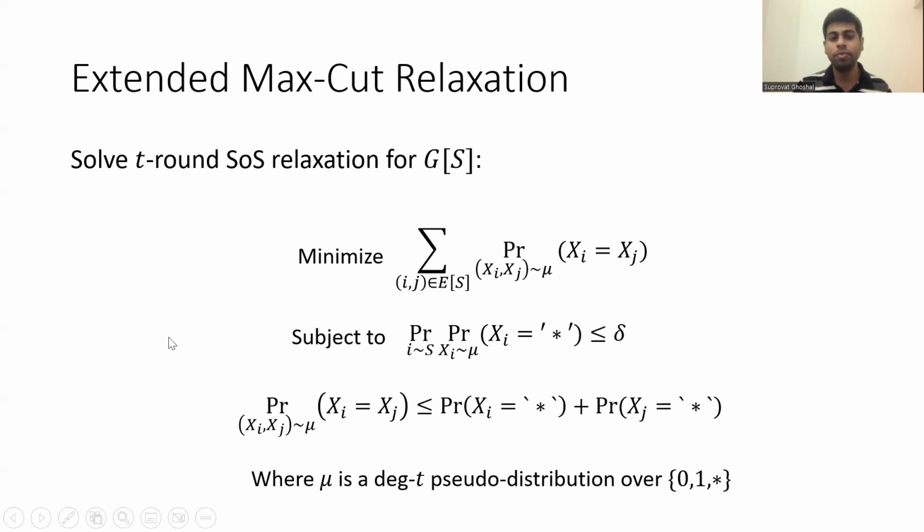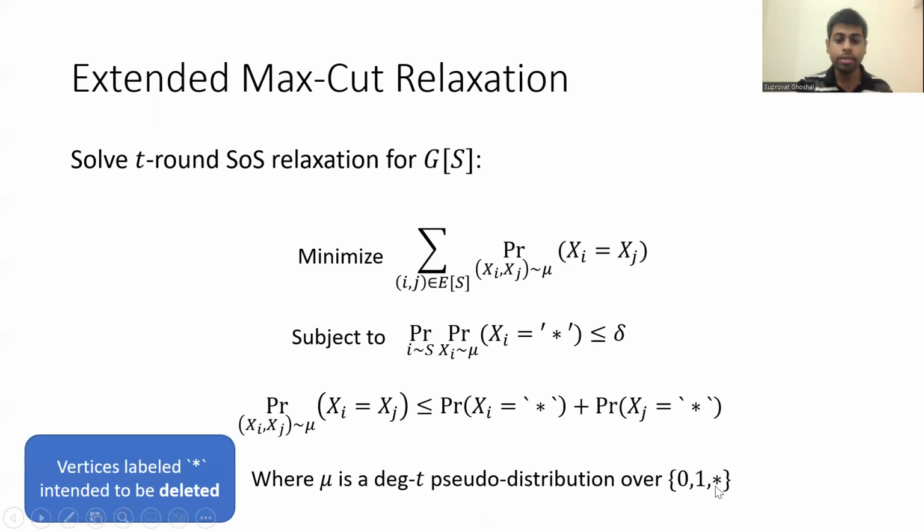For example, if we are looking at the not equals constraints, which corresponds to the odd cycle transversal problem, then the objective simply minimizes the number of edges that will be left unsatisfied under the local distribution, which is similar to what happens in max cut. But note that here the pseudo distribution is now supported over an extra label, which is star. The star label is meant to indicate the vertices that should be deleted in an integral solution.